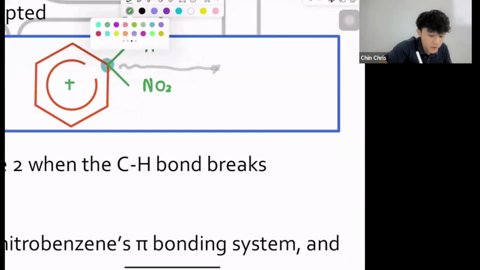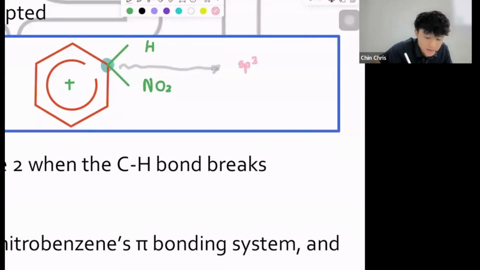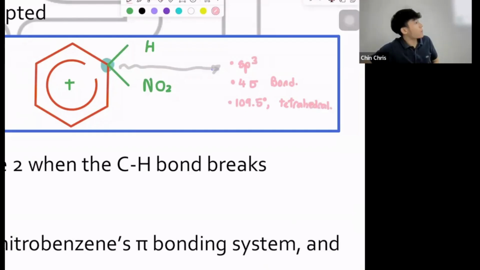It's sp3. Okay guys, elaborate more. How many sigma bonds? 4 sigma bonds in the highlighted carbon. Alright guys, elaborate more: bond angle and the shape. 109.5, tetrahedral. Understand? Again, when the ring is broken, the intermediate carbon will always have 4 sigma bonds.